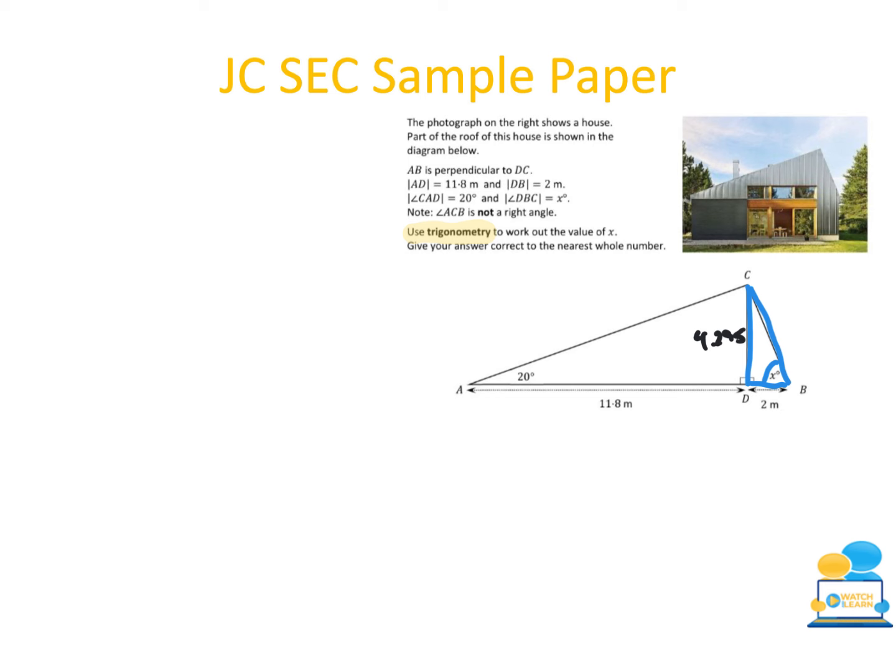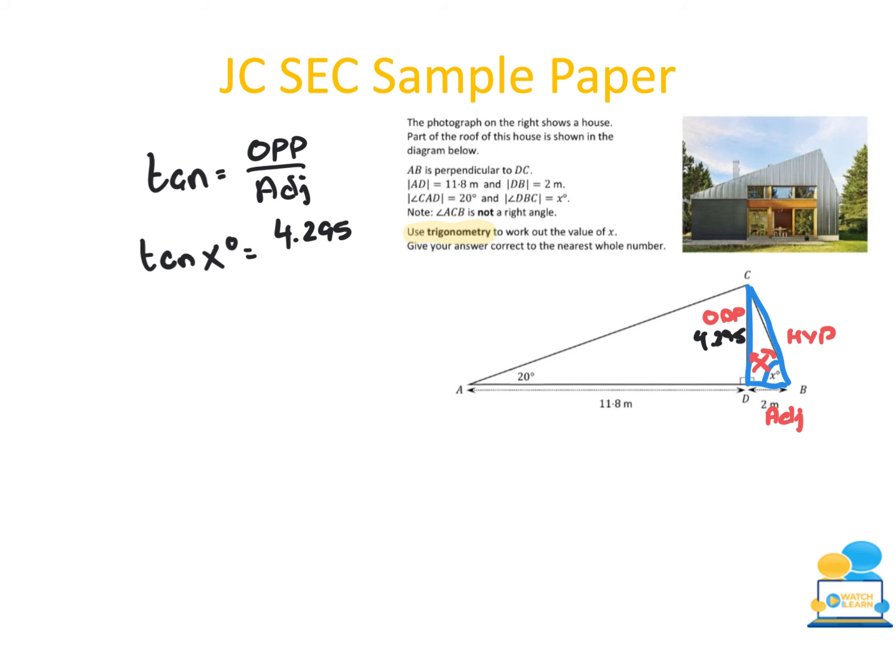Focusing on what side is which, my right angle is here, which means my hypotenuse side is the side CB. My opposite side of angle x is my 4.295, and my third side, my adjacent side, is DB, which is 2. So here I know two sides, my opposite and my adjacent. Again, this is the trig ratio tan. So building that equation, I can say tan of my angle, which is x degrees, is equal to my opposite, which is 4.295, over my adjacent, which is 2.